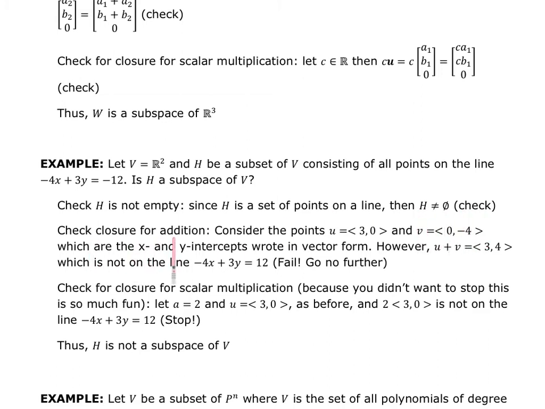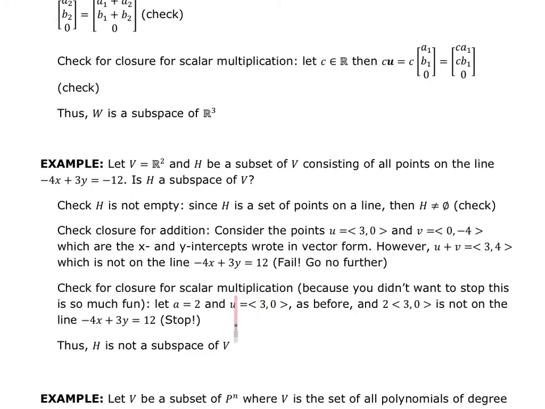Now I want to check for closure for addition. Consider the vectors u, defined by (3, 0), and v, defined by (0, negative 4). These are basically the x and y intercepts written in vector form, which are, of course, on that line. However, if I take u plus v, I'm going to get (3, negative 4), and that is not on the line. So we fail. It doesn't close. We can go no further.